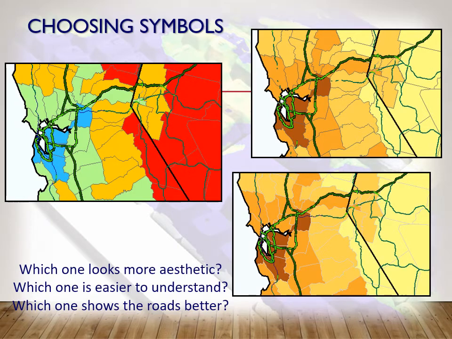Going back to Chapter 4 a little bit, we also still have to think about symbols and colors. So if we take a look at these 3 different maps, which one looks better? Which one is easier to understand and which one shows the roads better? First of all, the colors represent higher or lower population.